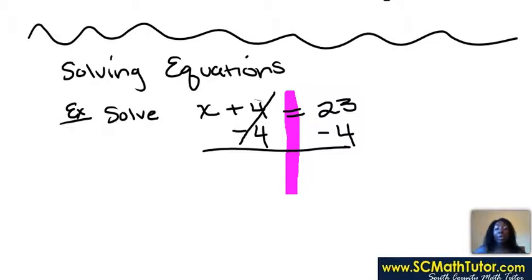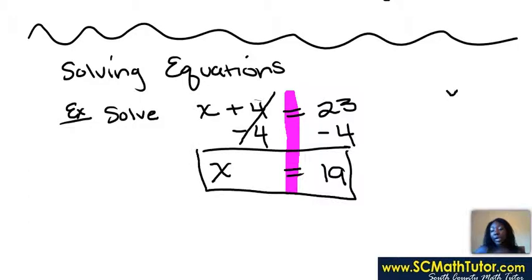So you cross 0 out because x plus 0 equals x. Anything plus 0 is that same thing, so we don't have to write it. So now you bring down x is equal to 19. X is equal to 19. That means that 19 plus 4 is 23.